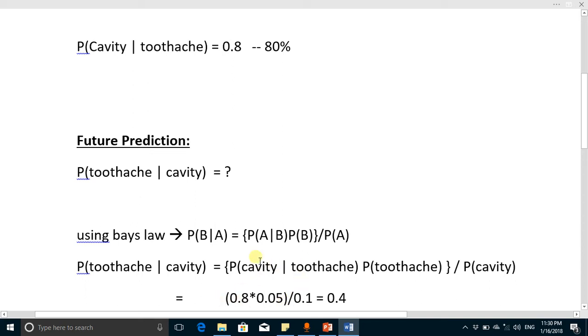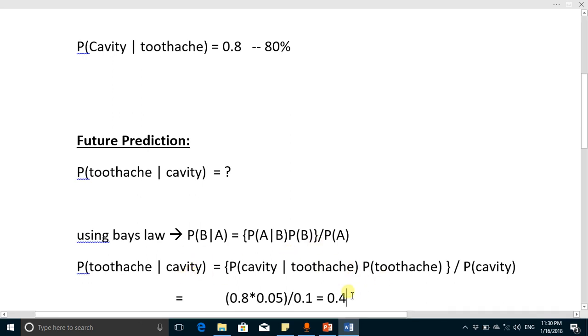So putting the values in this formula, the answer is 0.4, and it means given a person has cavity, he has 40% chance of toothache. So the chances of toothache are less than half, or less than 50%.